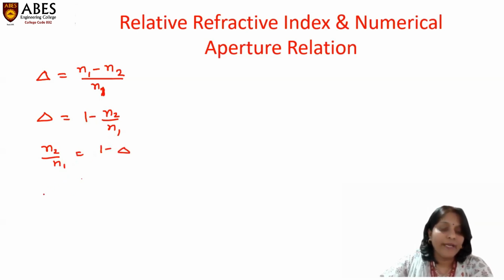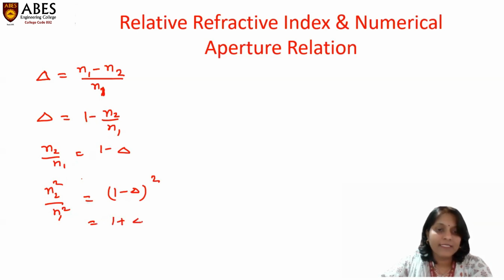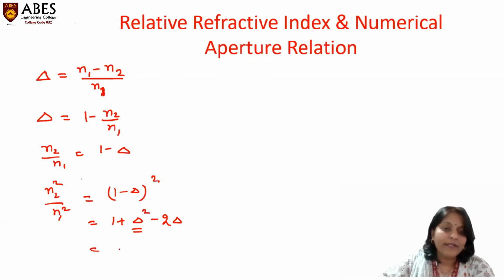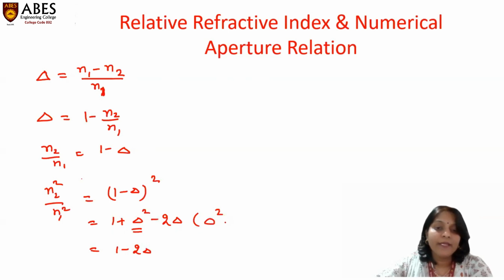Now I know what the numerical aperture is. First of all, I will square it because I need it further. N2 square upon N1 square is 1 minus delta, whole square. The whole square will be 1 plus delta square minus 2 delta. Here delta is a very, very small quantity compared to 1, so we will neglect delta square. So I can write it as 1 minus 2 delta. This is the neglected quantity.